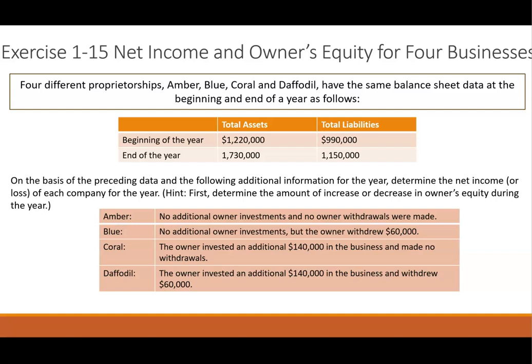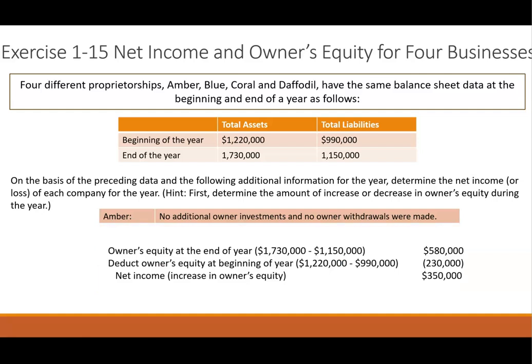First, determine the amount of increase or decrease in owner's equity during the year. So here, all of them have the same assets and liabilities, but it's telling us that with Amber, there was no additional owner's investment and no owner's withdrawals. So if assets were at $1,220,000, and liabilities at the beginning of the year were at $990,000.